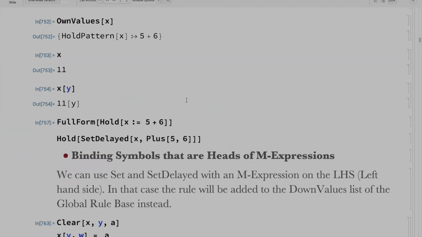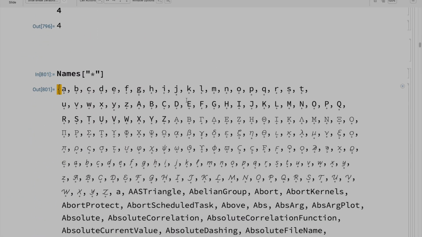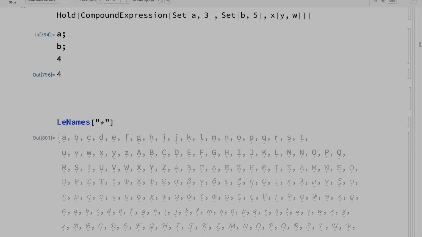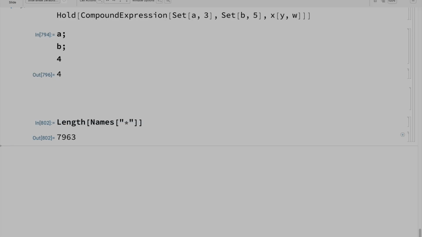I'll show you. So this is essentially what? This is essentially a list, right? So there is a function called Length. So if I do this, what happens is that the names do not get printed out. The output of Names gets passed into the function Length, and then Length just finds the number of elements in this list, and it's 7,963.